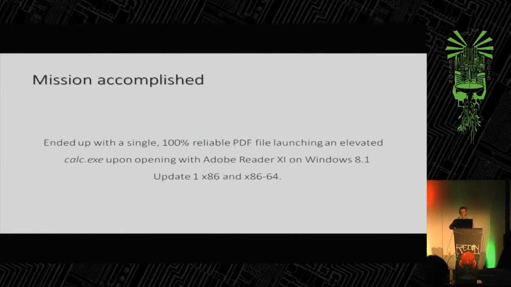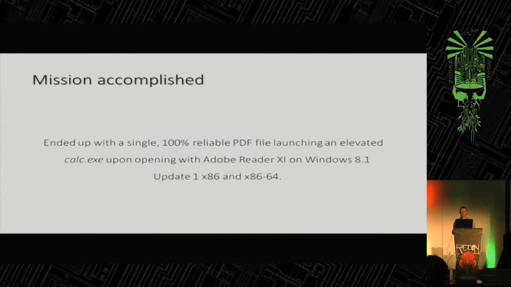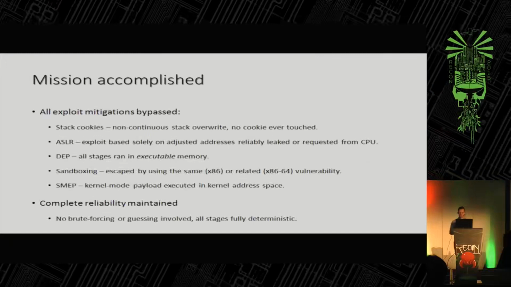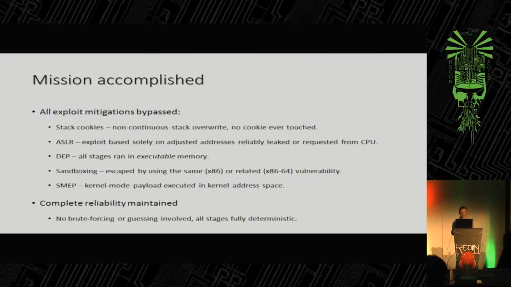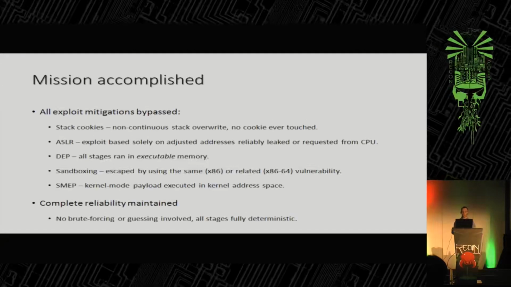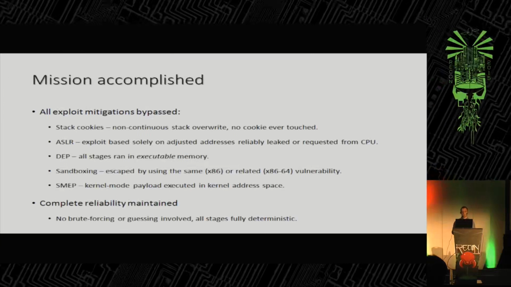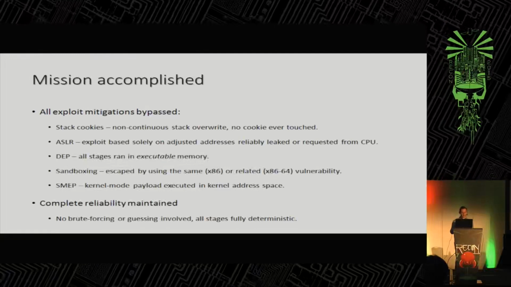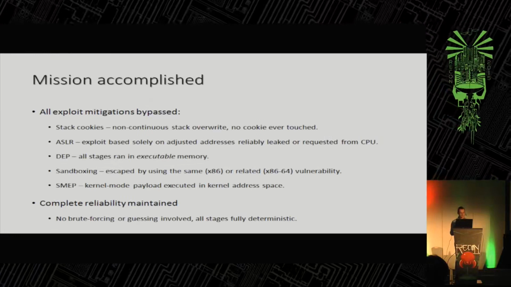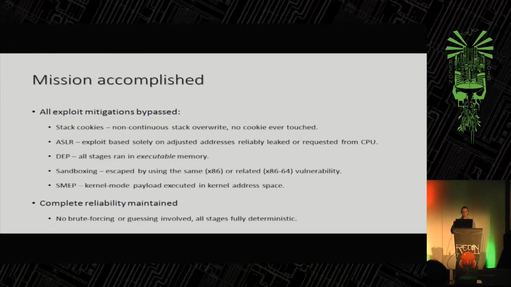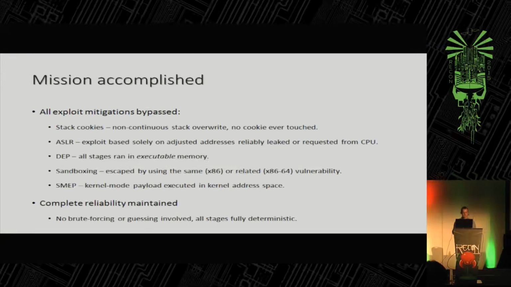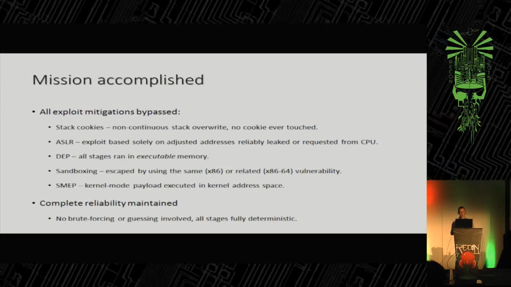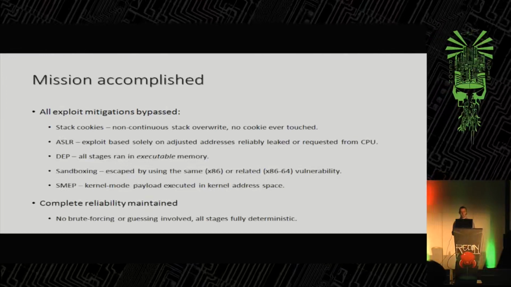We ended up with a single PDF file that attacks both Windows 32-bit and 64-bit, the latest one, Windows 8.1, and Adobe Reader 11. And so we bypassed all of the mitigations that we wanted: stack cookies by the design of the vulnerability, ASLR because we only used addresses that we either leaked or requested from the CPU, DEP because we run all of the stages in executable memory, sandboxing with the vulnerability in the Windows kernel, which was the same for 32-bit and a little bit different for 64-bit, and SMAP also because we ran the shellcode from executable memory in the kernel address space. And we maintained complete reliability because there was no brute forcing or guessing involved. All stages were deterministic, maybe except for the pool spraying one in 64-bit, but I think it should be pretty reliable as well.